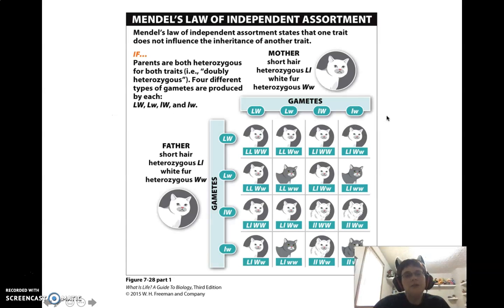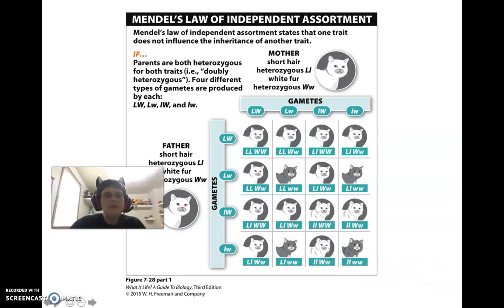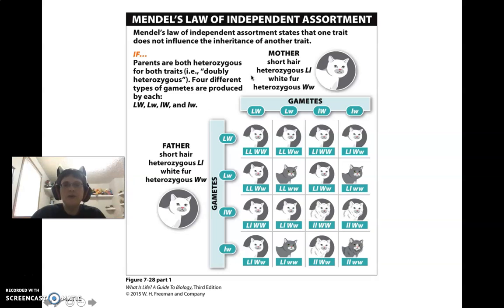So I told you your book likes cats. So here is another Punnett square, this time using two different traits. So we've got a cat that is short hair. It's heterozygous for its hair, and it has white fur, heterozygous. And we've got the same thing over here for the father. All right, so we've got two heterozygous cats for both traits. And when you cross these two, what you get is what we have here in the Punnett square.